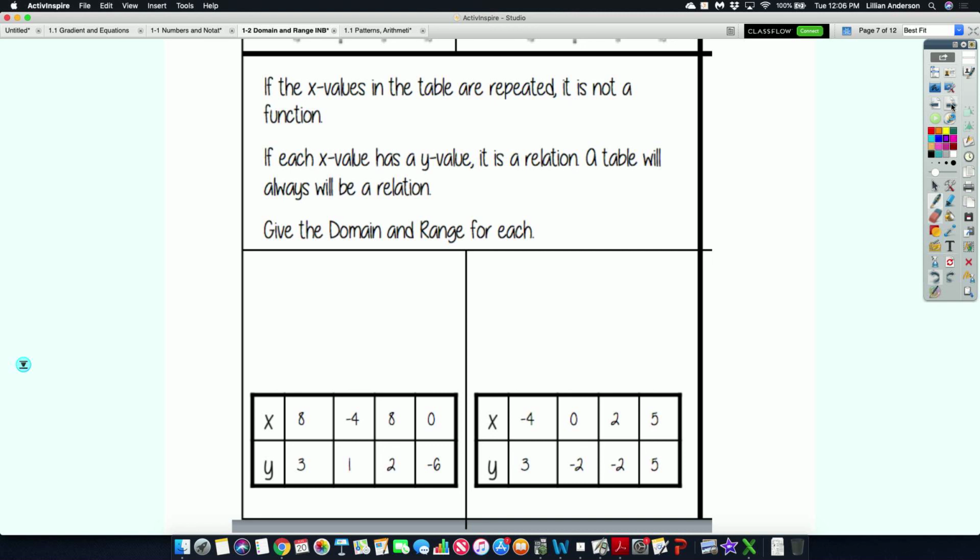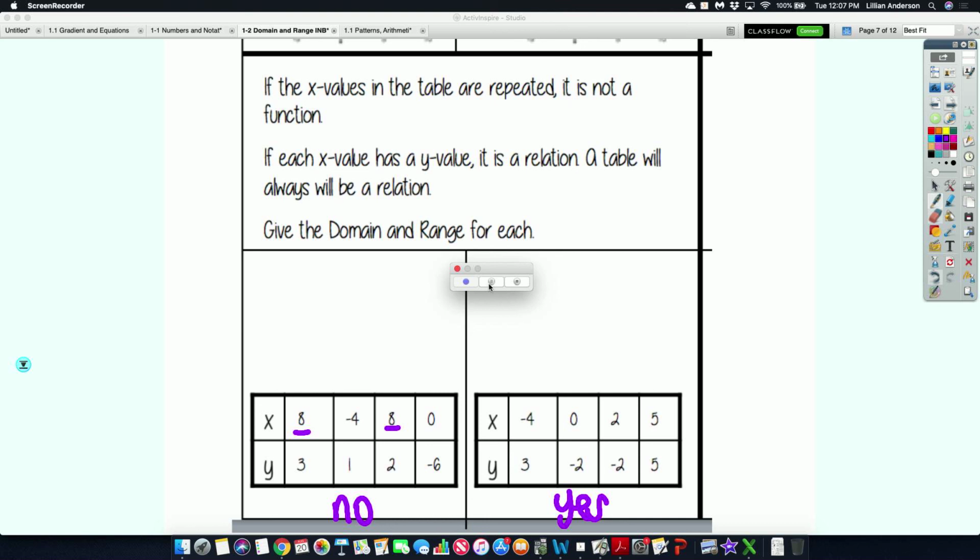Okay? So again, if the x values are repeated, it's not a function. A table will always be a relation. Every x should have a corresponding y. Is the one on the left a function? No. Don't we have a repeating x value? What about the one on the right? Yes. None of the x's repeat. And just like the ordered pairs, the domains and ranges are in sets, and you just list them. So go ahead and give me my domain and ranges for my tables.